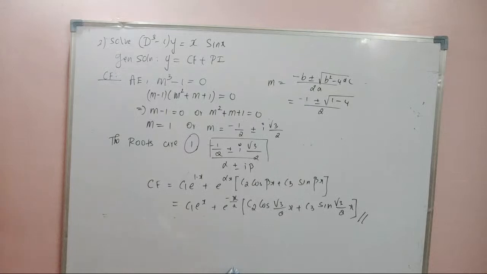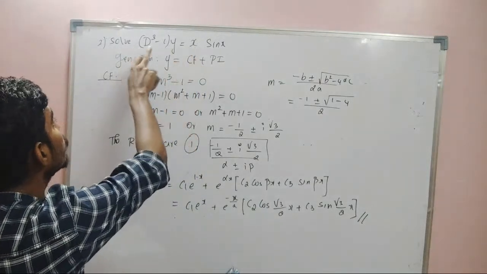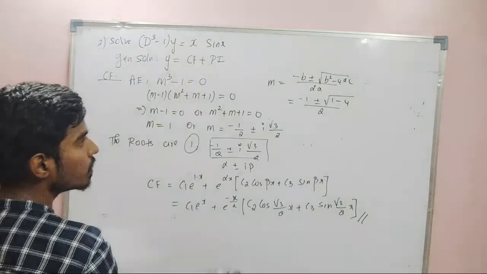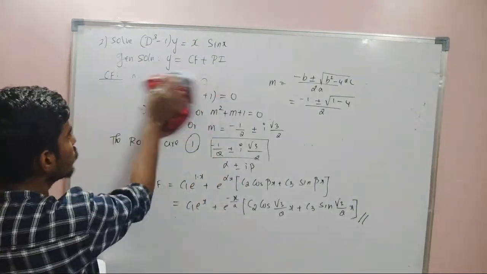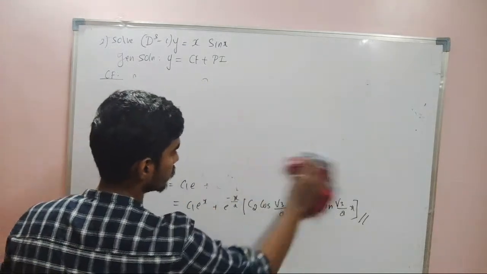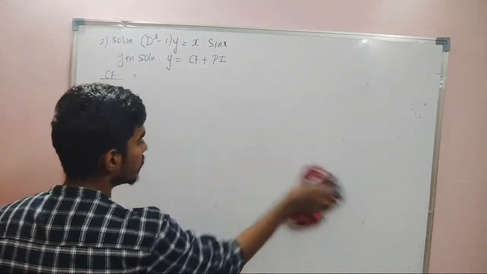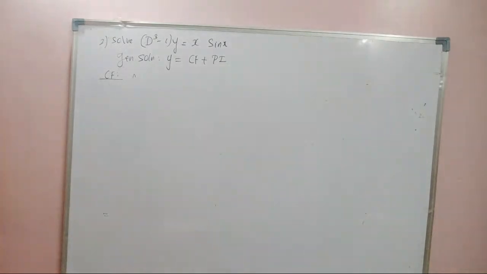So you just note it down. I am going to erase it. Now I am going to find the particular integral, right? You can find the particular integral using the formula, or you can also write this as the imaginary part of x into e power ix, right? But I am going to use the formula now. So we have found the complementary function. Now we need to find the particular integral, and then we need to add the complementary function and the particular integral.